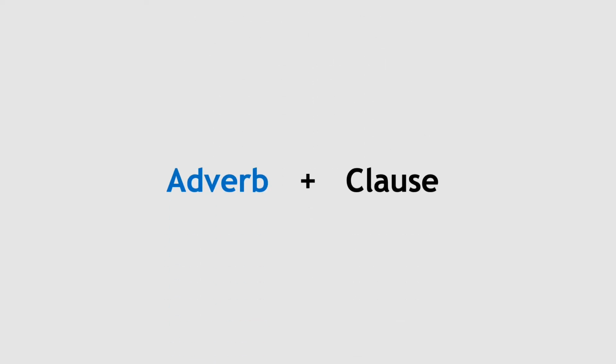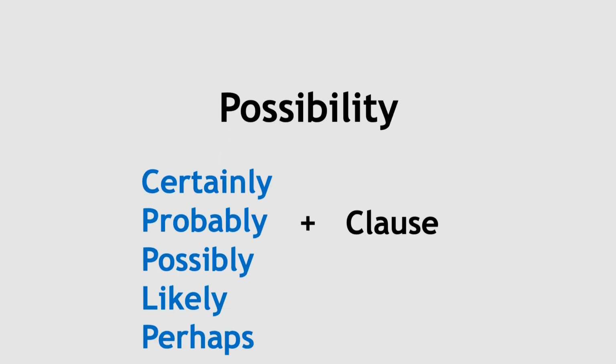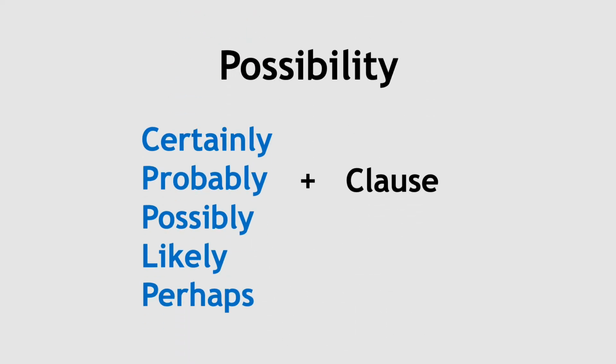So this sentence structure is very simple. We just use the adverb with a clause. So for example, to show possibility, we can use adverbs such as certainly, probably, possibly, likely, or perhaps within a clause in order to show different degrees of possibility. Of course, you can use other adverbs not in this list, such as definitely and of course.